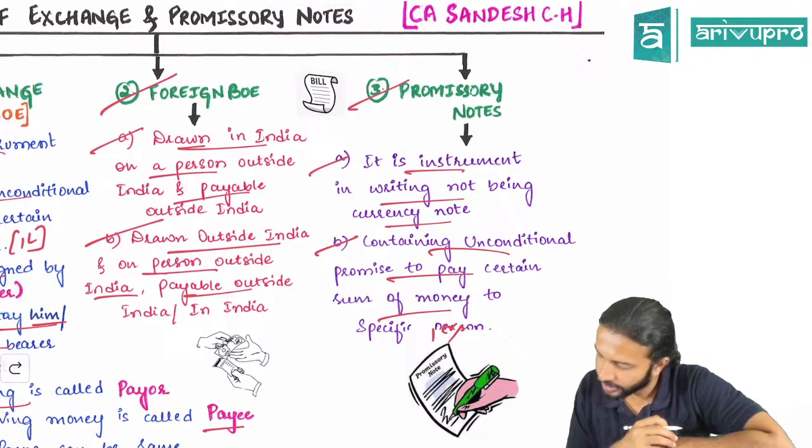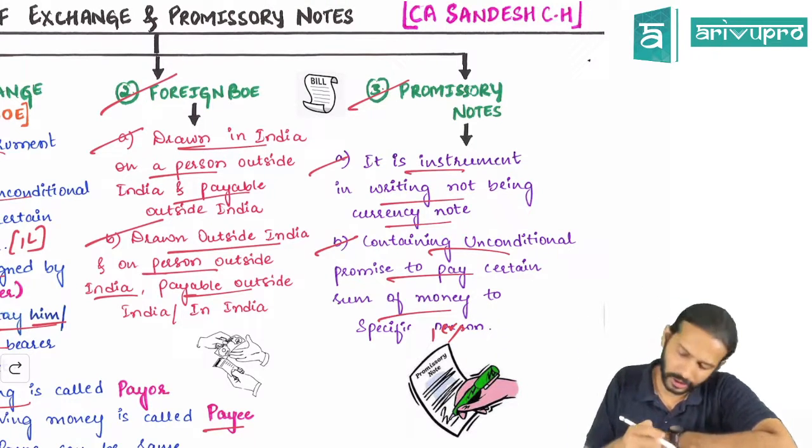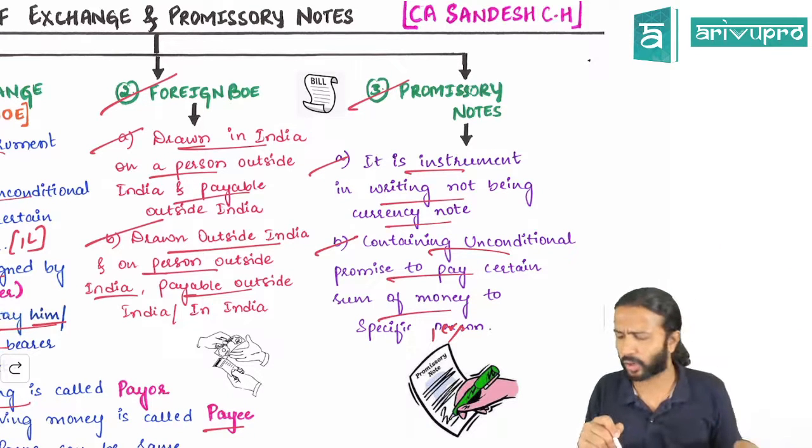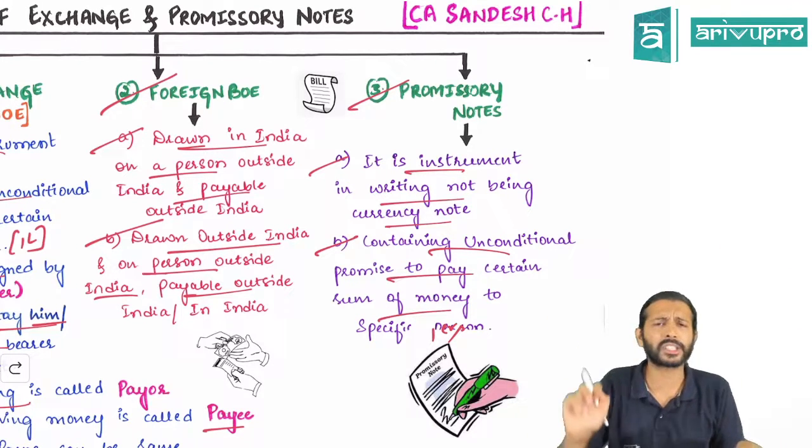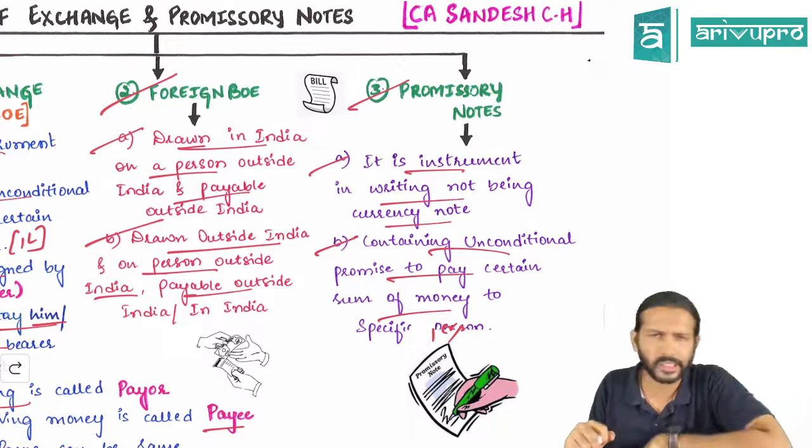Sir, in both the cases, is it mandatory to be of business nature? It has to be business nature. Personal nature and all we don't bring in. Only business transactions are recorded in books. Personal transactions are not recorded.